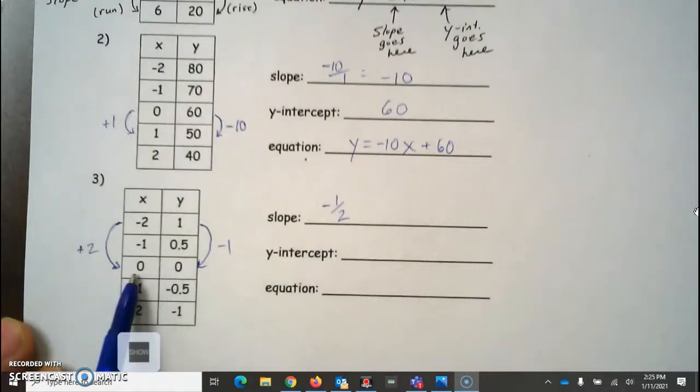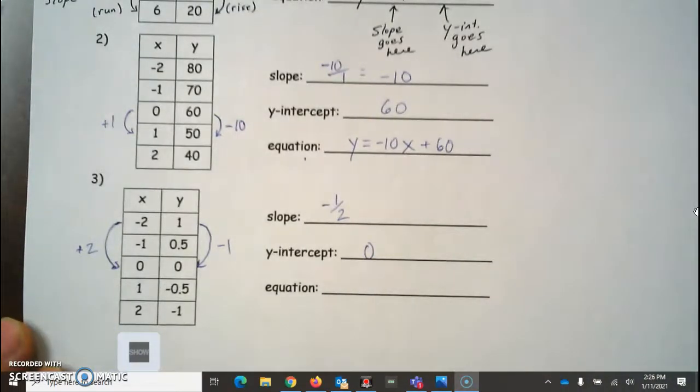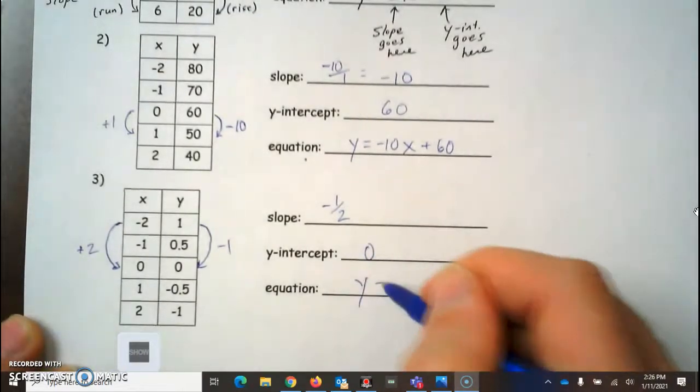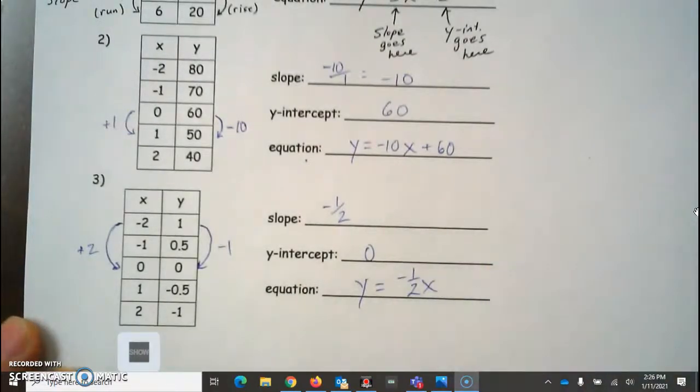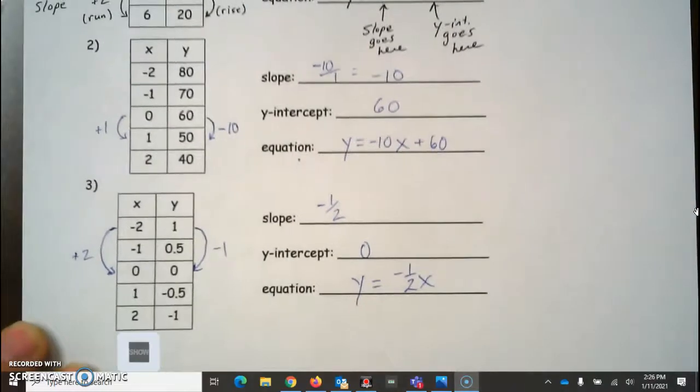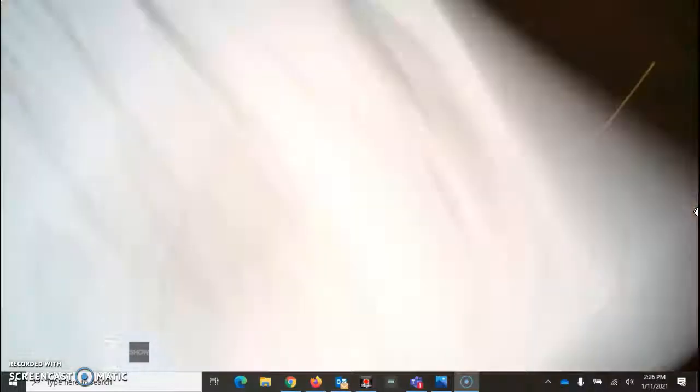Y-intercept, again, you look for 0 in the x column. It looks like 0 is our y-intercept, so this one goes through the origin. Write your equation. Y equals -1/2 x. If you want to put plus 0 on the end, you can, but again, you would not see that on standardized testing. So that's what you'll have to do for the tables.